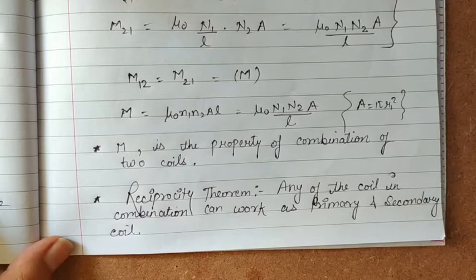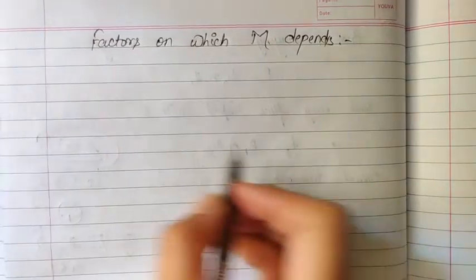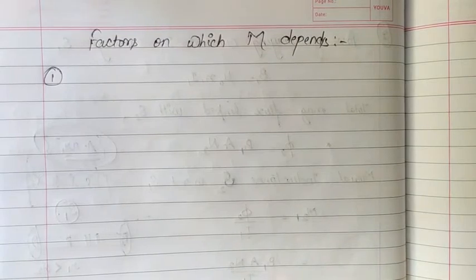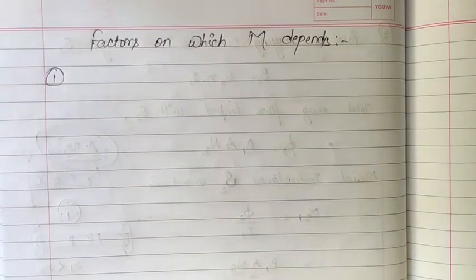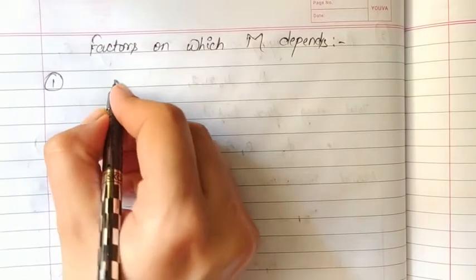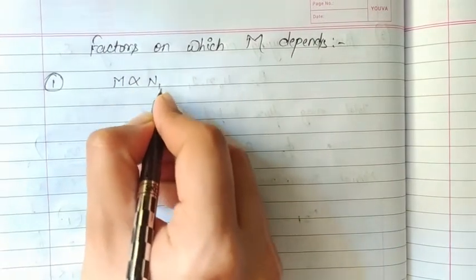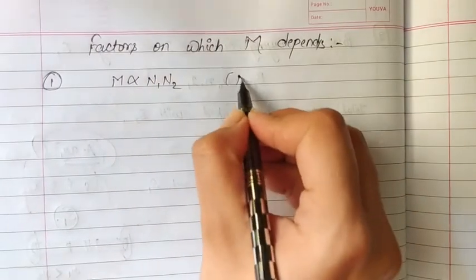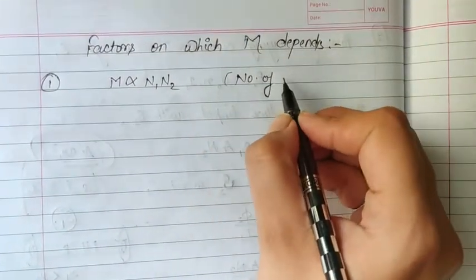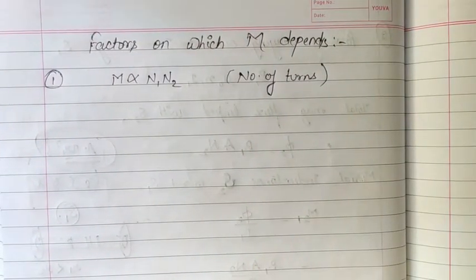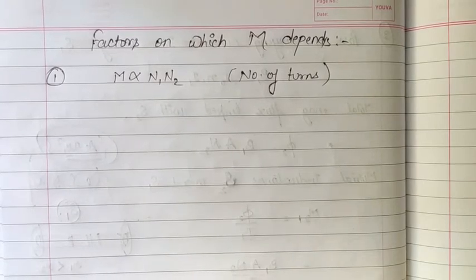Now we are going to see what are the factors on which this mutual inductance depends. So the very first factor on which the value of mutual inductance depends is the number of turns of two solenoids. If we see the formula of M, it has N1 N2, capital N1 capital N2 in numerator. That means M is directly proportional to the product of N1 and N2. So the very first factor on which it depends is number of turns. Larger the number of turns in two solenoids, larger will be their mutual inductance. This is the first factor.